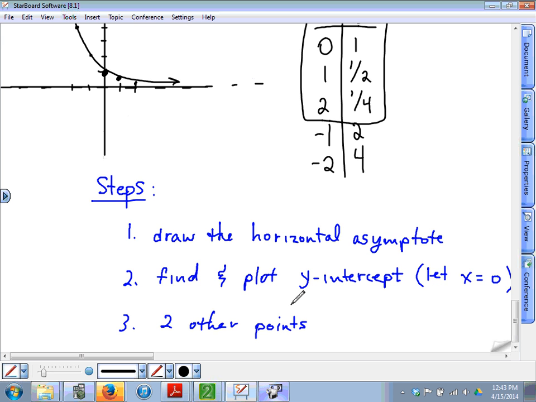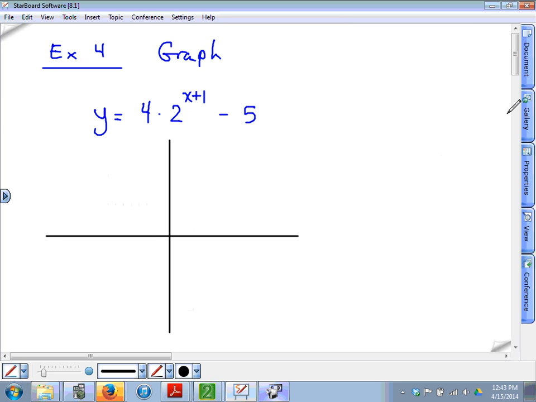Okay, step 2, plot the y-intercept. All you gotta do is let x equal 0. And then you get 2 other points. So the y-intercept plus these 2 other points makes the 3 points. Okay? We need to work on this real quick for our last example. Well, I'll have you write down as we go. Quickly, we have 1.5 minutes.